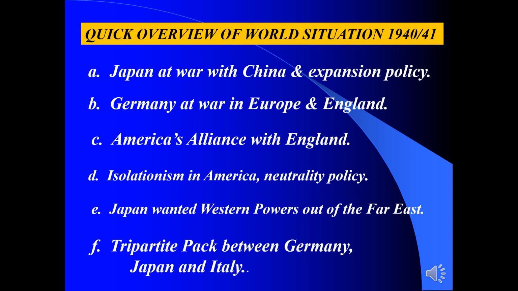The America First Committee may have been the largest anti-war organization, having 800,000 members. Charles Lindbergh was an outspoken member of that committee. E. Japan wanted Western powers out of the Far East. F. Japan, Germany, and Italy joined in what was known as the Tripartite Pact, which assured their mutual protection from other countries.